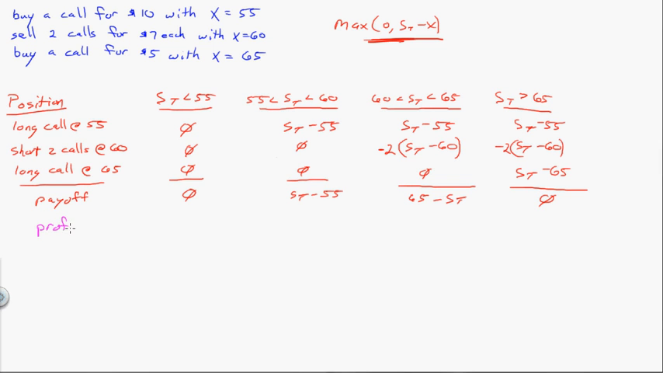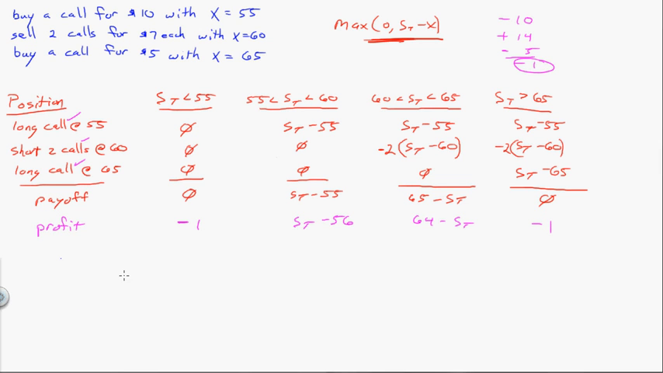Alright, what about my profit? Well, I bought 1 for $10. I sold 2 for 7. And I bought 1 for 5. So it cost me $1 to get in this position, because I bought this one and I bought this one. Those two together cost me $15, but I sold these 2 and made 14 bucks. So it cost me $1 to get in that position. ST minus 56, 64 minus ST, minus $1.